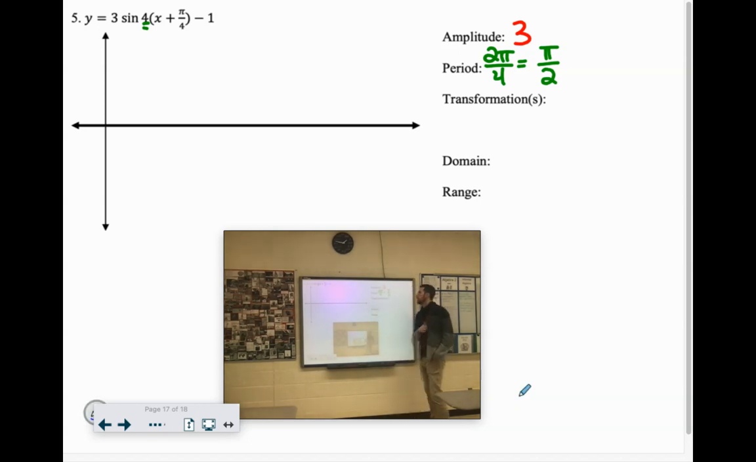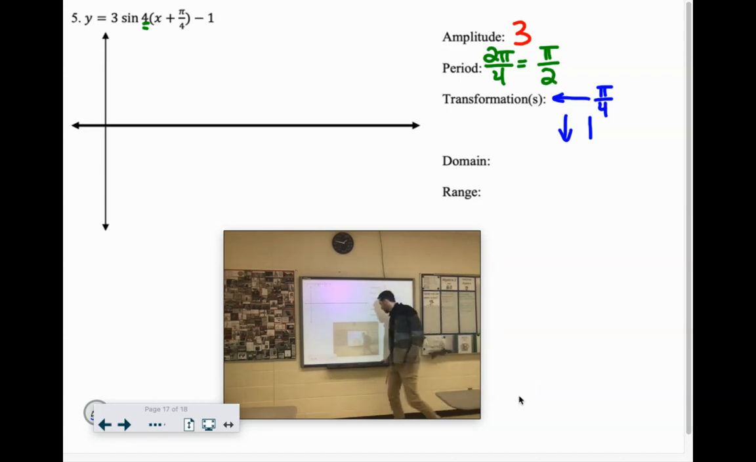Transformations. Let's see. We have a shift to the left, pi over 4 units. I see the -1. That means we're going to drop it down 1 unit. And there's no reflection. So let's see if we can figure out the domain and range with our brain here. Domain, all real numbers. Not even a problem here.